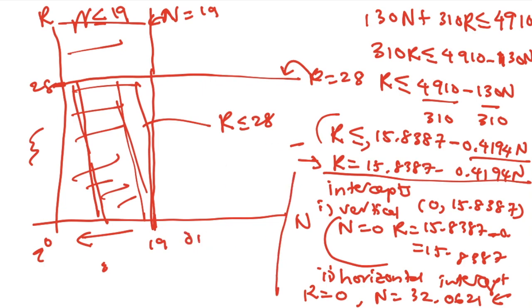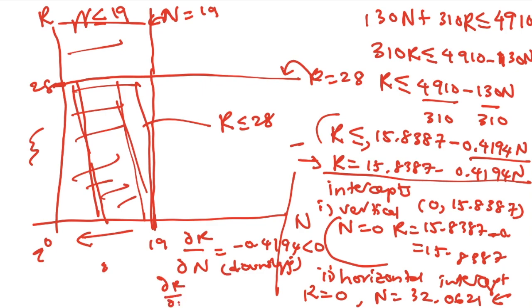To draw this curve, we also need to check the slope. Delta r over delta n, so you get minus 0.4194, which is less than 0. So we know that it is downward sloping. You take the second derivative because you want to check whether it's a straight line or not. Then you get 0, because you differentiate and you don't see n. Then it's linear.